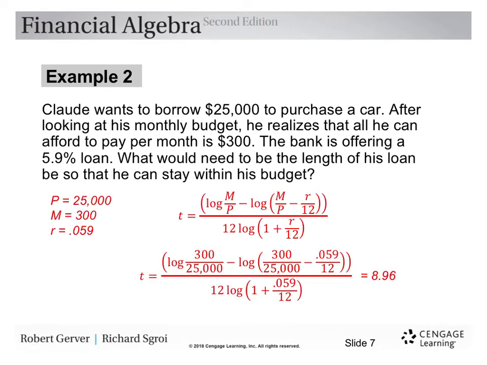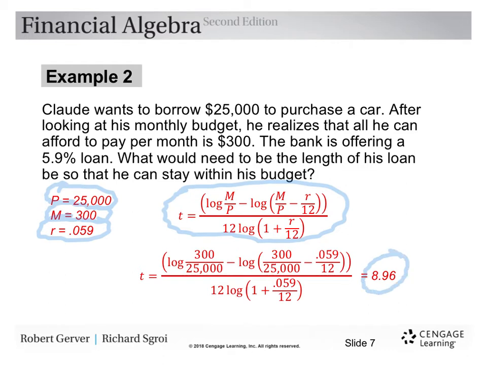All right, so what we're going to do is take the previous monthly payment formula and solve it for t, for the time, okay? And that gives us this rather ugly looking formula, which involves logs. Now, we know the principal is $25,000. We know his monthly payment that he wants is $300. And we know the interest is 0.059 or 5.9%. So if I plug all these values in and use our calculator, we come out with 8.96 years. Well, obviously we can't talk about a portion of a year, so basically the length of his loan would have to be 9 years in order to have a monthly payment of $300.